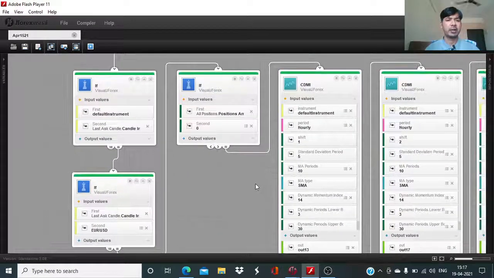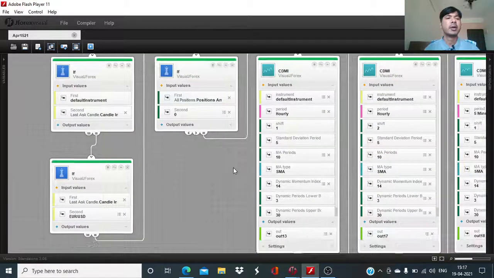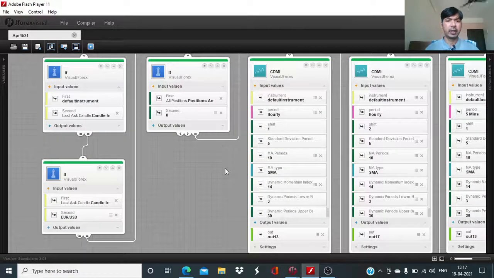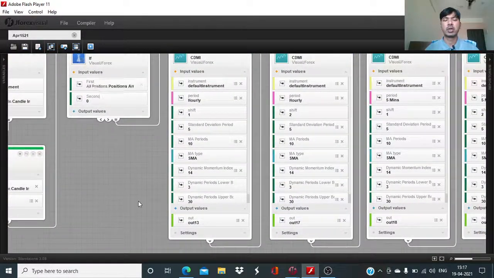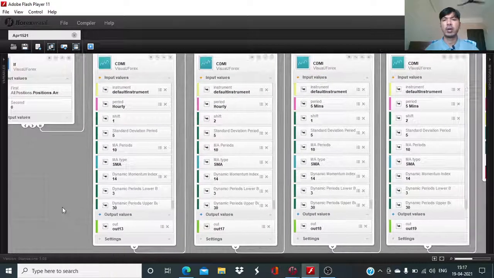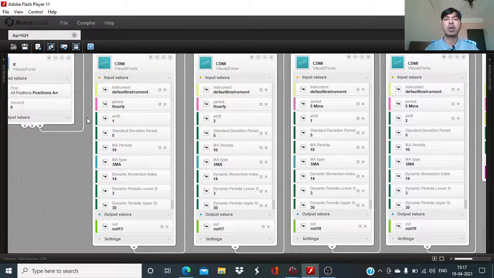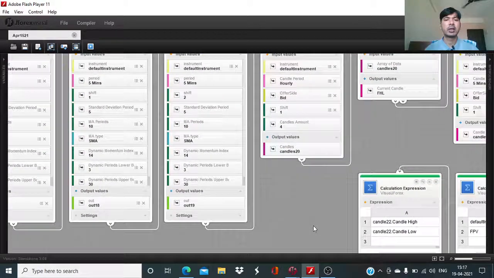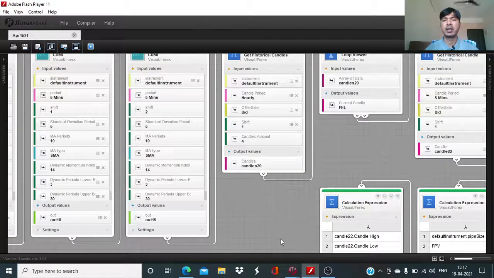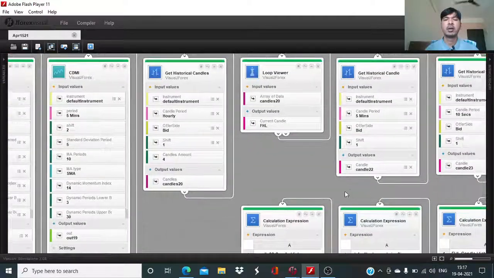In the prior session, this setup has been completed so far, where we have this instrument subscription done with the default instrument defined as Euro USD. The position amount was set at 0. Then I got these CDMI blocks of the hourly time frame as well as 5 minutes to use in conjunction with each other to define the entry point for the trade.